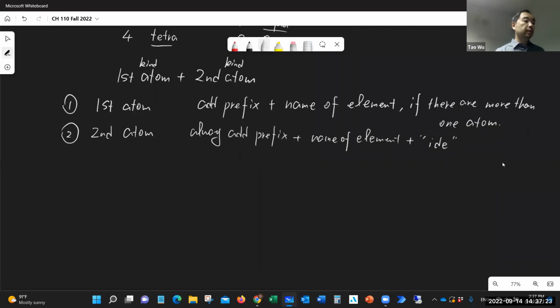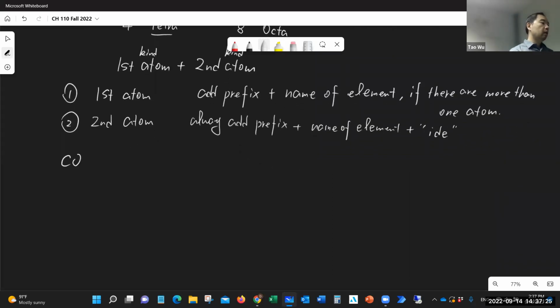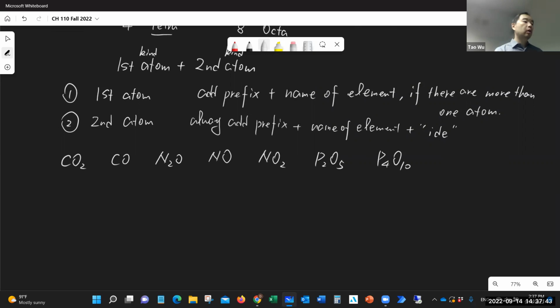So let's specify this. Say we have CO2, CO, N2O, NO, NO2, P2O5, and P4O10. How do we write the names? For the first atom, we add a prefix plus the name of the element if there is more than one atom. The carbon here has only one atom, so we don't have to specify. If there is more than one atom, then we need to specify.